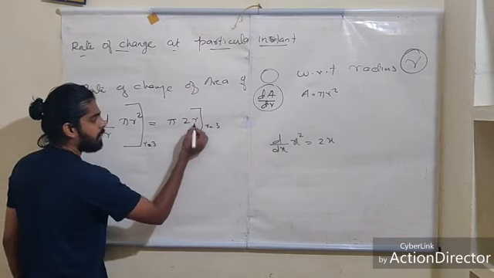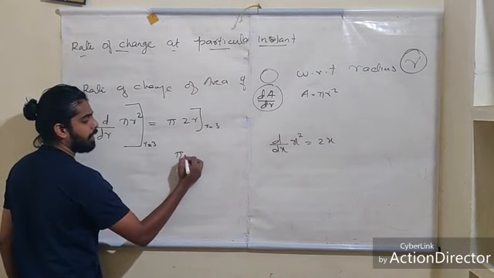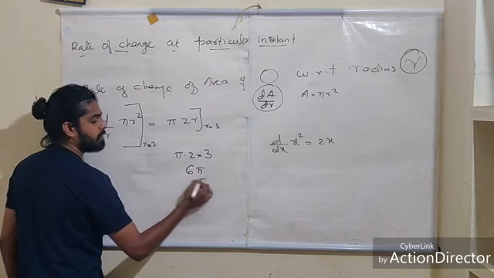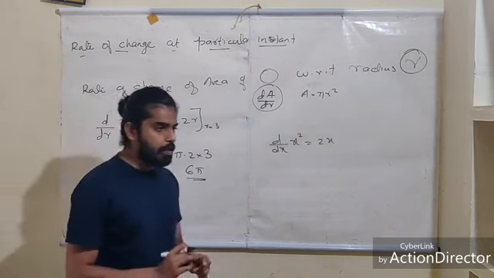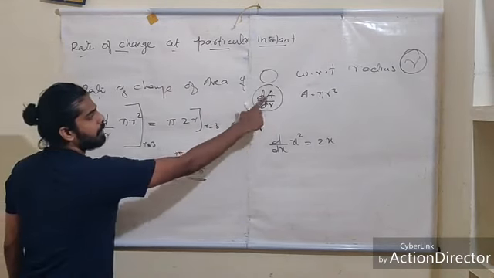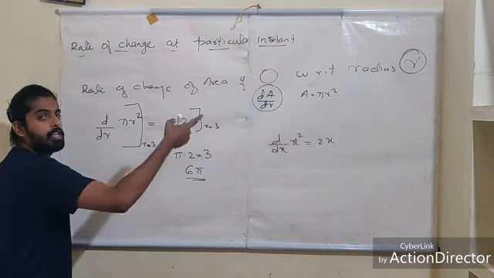So when r is equal to 3, this will be pi into 2 into 3, right? So 6 pi is the answer. So what will be the unit? 6 pi. This is area with respect to radius.